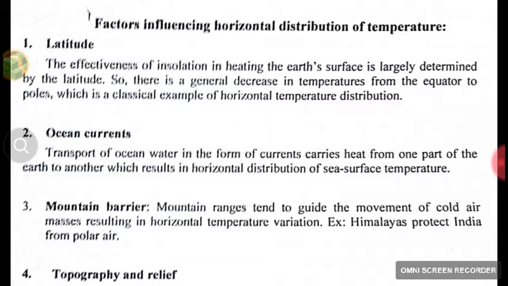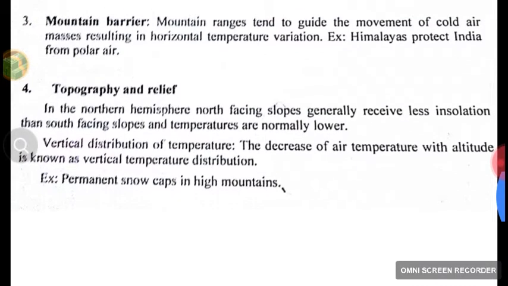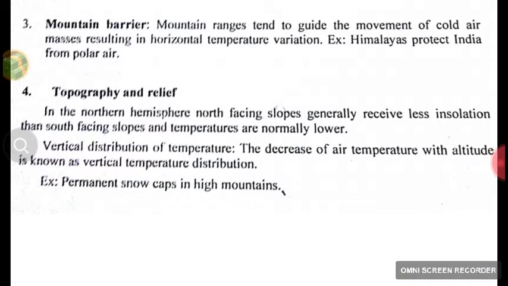Mountain barriers. Mountains act as barriers, hence they create temperature variations. Example, Himalayas protect India from the cold temperatures of the North Pole. Topography and relief. North facing slopes generally receive less insolation, whereas south facing slopes receive high insolation and temperatures are normally lower.